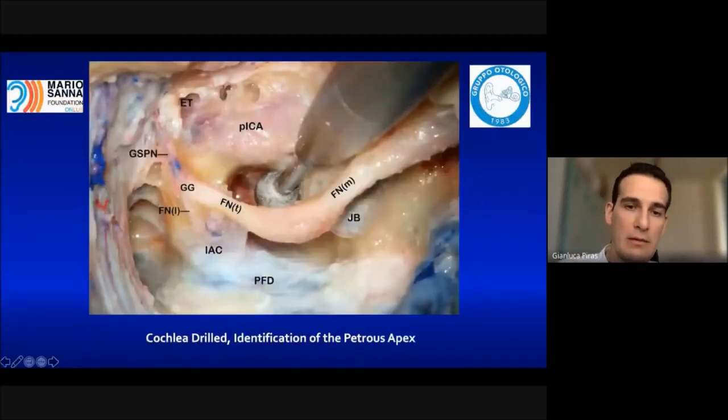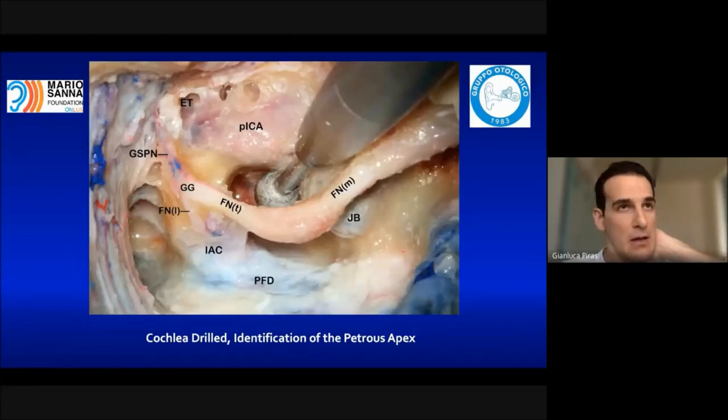You see, the cochlea practically has been completely removed, and now you move to the petrous apex. So I start with the temporal bone, telling you that the temporal bone is connected to the sphenoid. So you drill the petrous apex, you go to the clivus. If you drill all the bone below the cochlea, below the facial nerve, between the facial nerve and the carotid, you drill both the petrous apex and you reach the clivus.